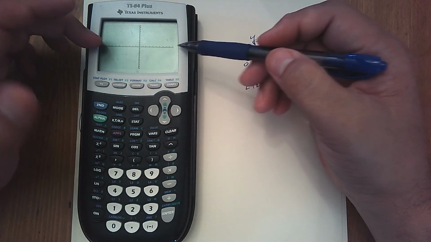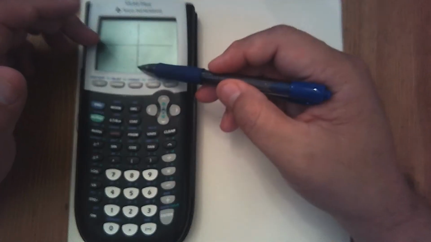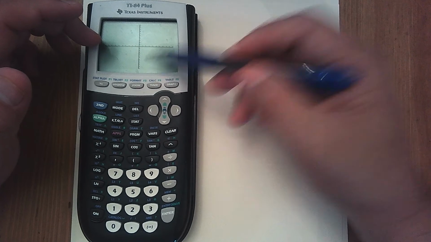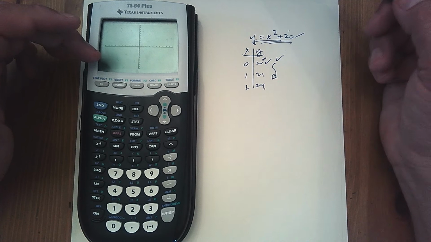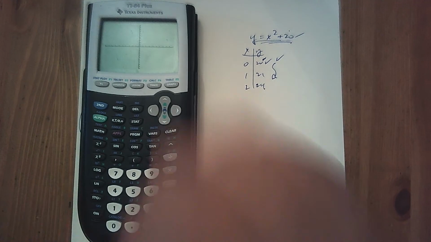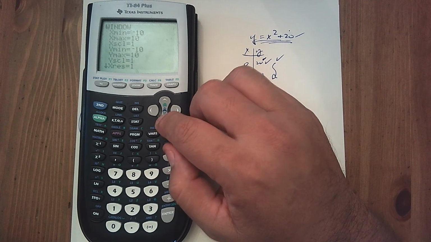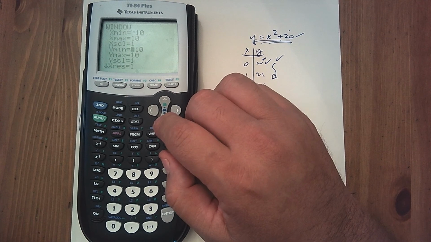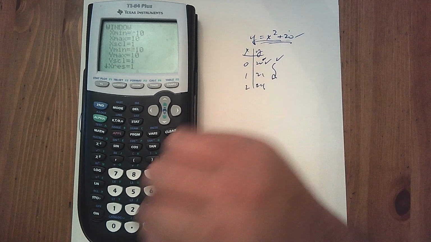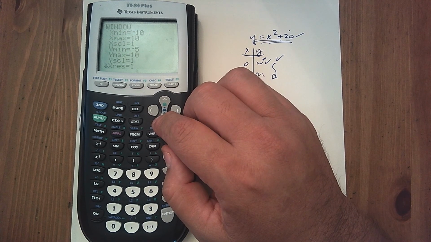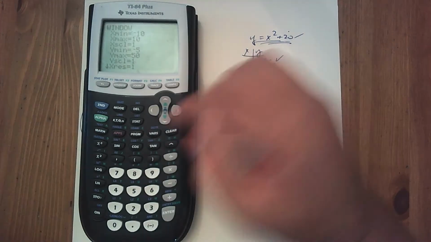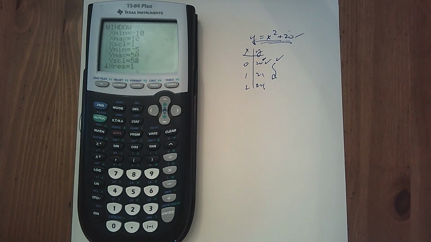So my x-min and my x-max are fine. My y-min's actually okay, but I'm going to go ahead and change that though. I need to at least be past 20 as far as y-max is concerned. So let's go change that. So window, I'm going to leave x-min alone, x-max alone, the scale alone. I'm going to actually change the y-min. Let's make it negative 5 just to be different. And then let's make the y-max, let's take it all the way out to 50. All right? And then let's change our scale along the y-axis to 5 as well.